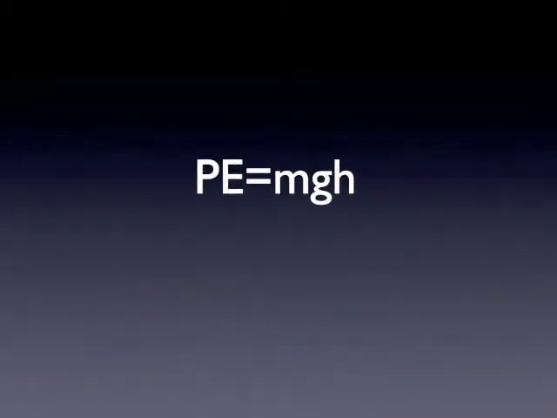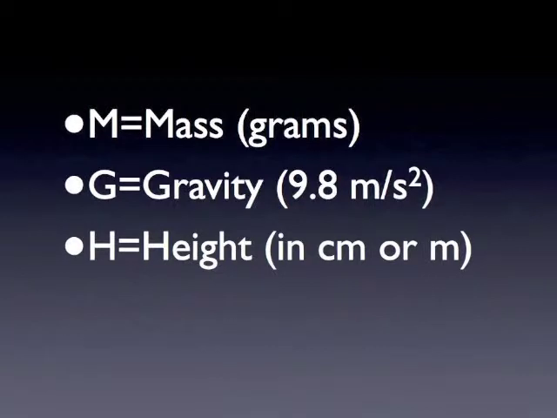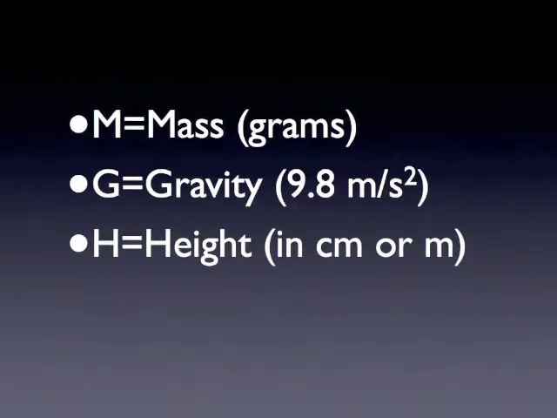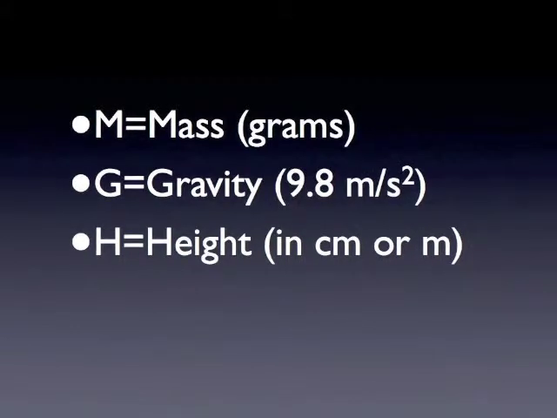Your formula for potential energy is mass times gravity times height, where m is represented by mass and is always measured in grams, g is your gravity and is 9.8 meters per second squared, and h is your height and is typically measured in centimeters or meters.